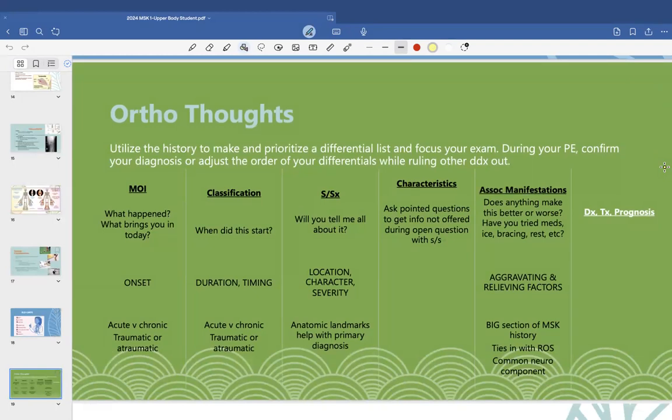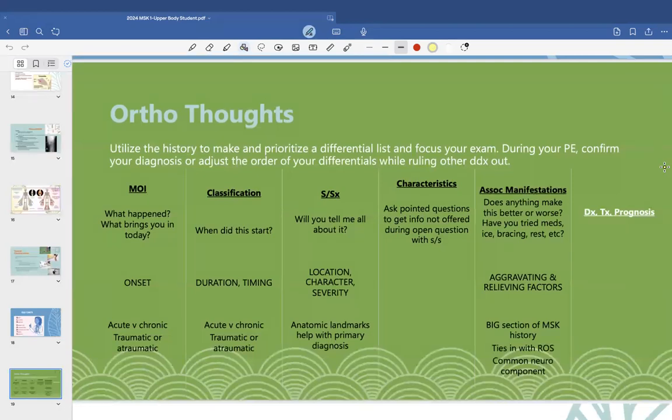Tell me the story. They'll probably tell you in chronological order and give you most of the things you want to know. But that immediately tells you whether this is acute or chronic, traumatic or not traumatic. And that already is going to take your 1,000 differentials and probably cut them in half. So it's a very important thing to get, arguably the most important thing to get.